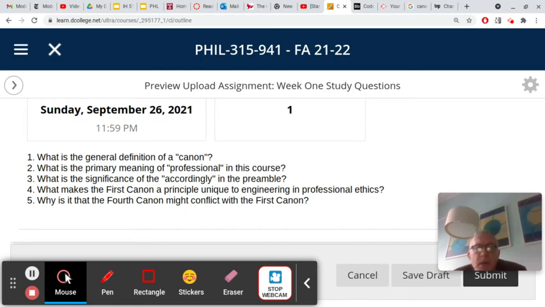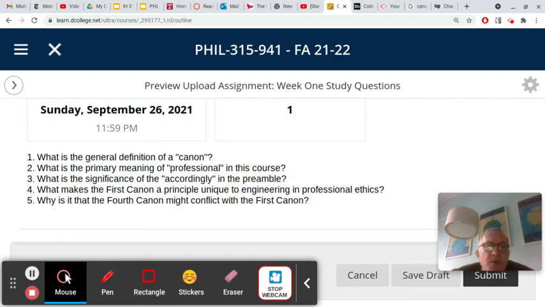So it is a restricted use of the word, no doubt. And it's not to say that other uses of the word are invalid. And it's not even to say that the use of the word in the sense that we'll be using it is the primary one, but it is what we will be exploring. So the primary meaning of professional in this course is a member of a profession.